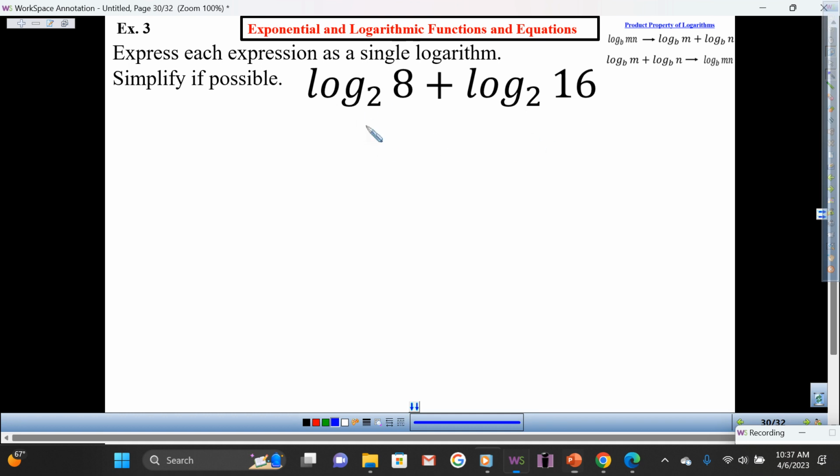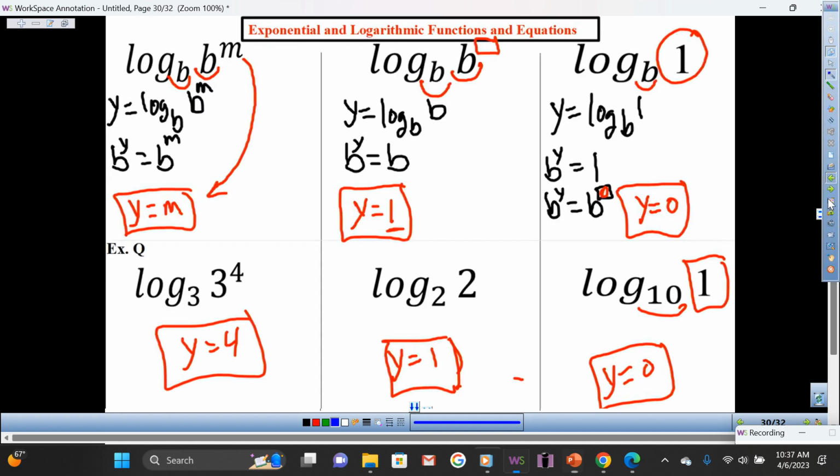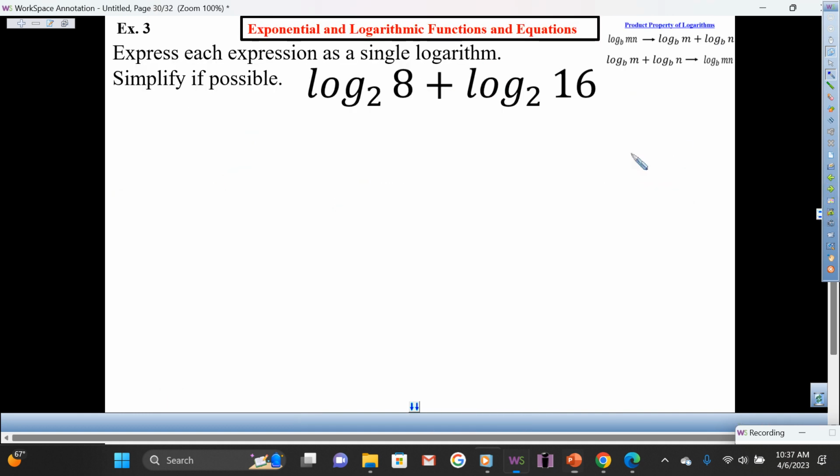So what I'm going to do, obviously we know that we can use the product property, which means write it as one log, multiply 8 times 16, and the rest is history. And we said that y was equal to what? 7. Is that correct? All right. However, we're going to use a shortcut using these. So, check this out.